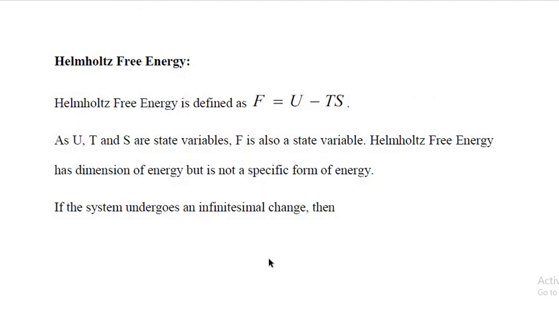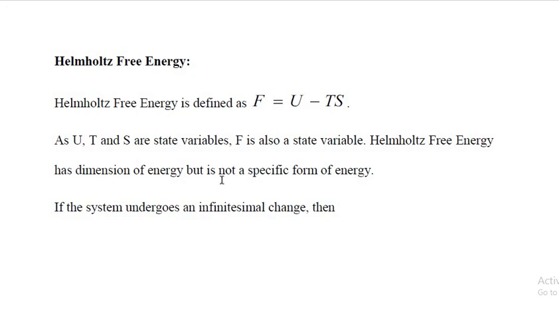Thus enthalpy is a constant for an adiabatic isobaric process. Next is Helmholtz free energy. Helmholtz free energy is defined as F is equal to U minus TS. As U, T and S are state variables, F is also a state variable. Helmholtz free energy has the dimension of energy, but it is not a specific form of energy.